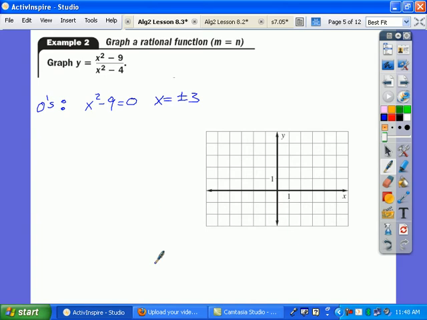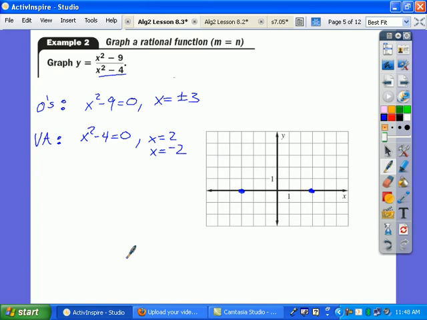Okay. Next step, vertical asymptotes. To find the vertical asymptotes, I set the bottom equal to 0. So x squared minus 4 equals 0. I solve that. Does it have real solutions? Yes, it does. What are the real solutions? 2 and negative 2. This is where our vertical asymptotes are going to be. Okay. There we are.